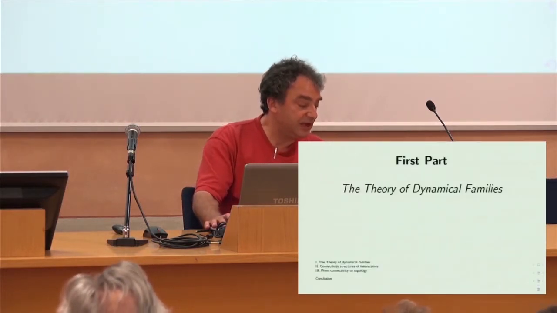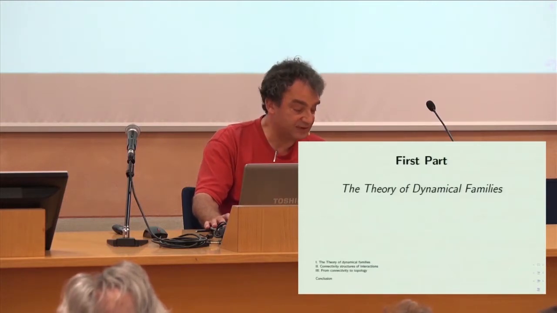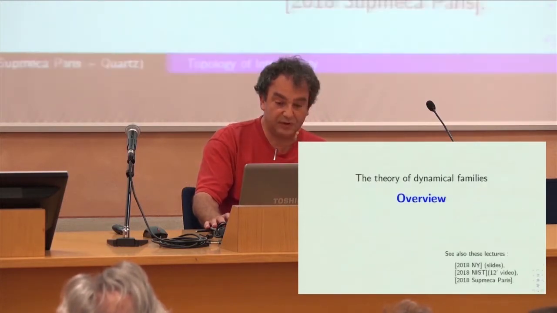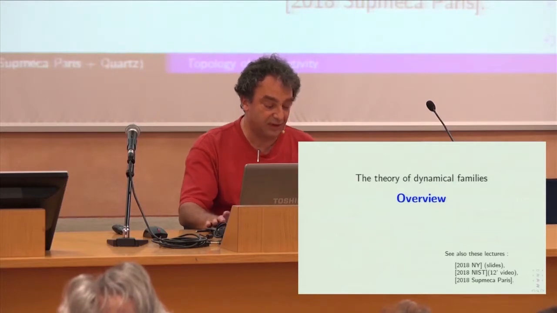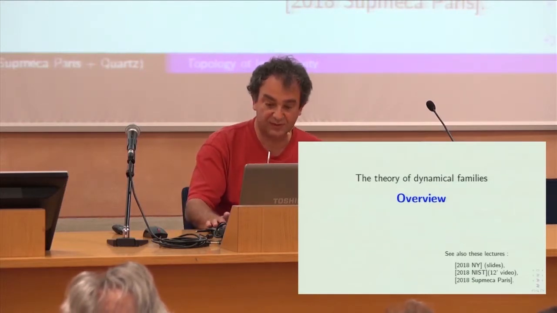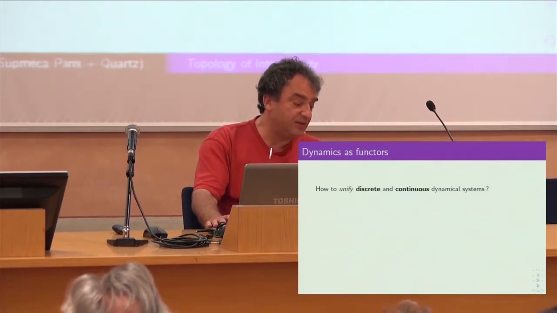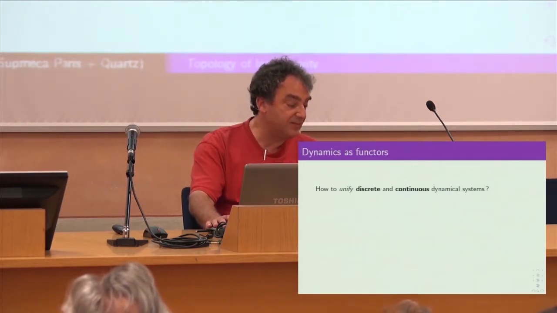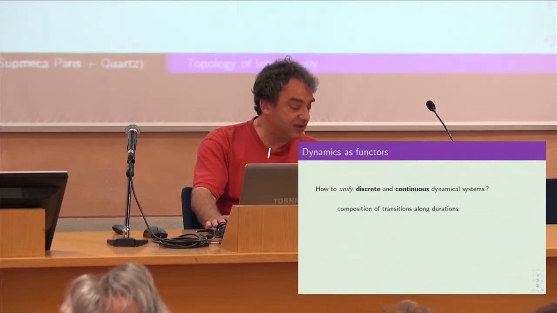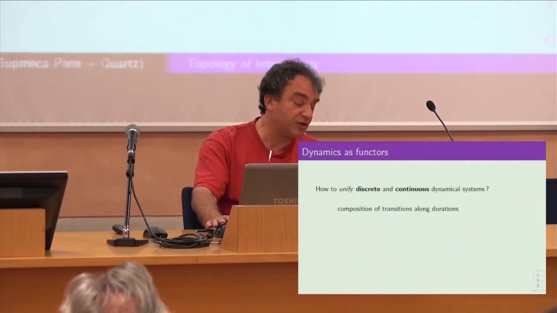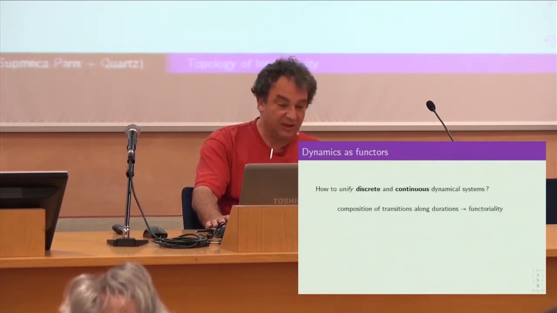So let's begin with the theory of dynamical families. We'll first give a short and intuitive, I hope, overview of this theory. To unify discrete dynamical systems and continuous dynamical systems, we can consider the composition of transition functions along durations as a common functorial property.